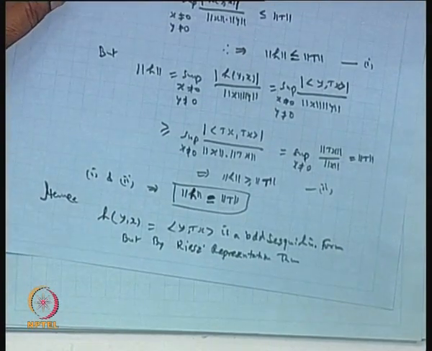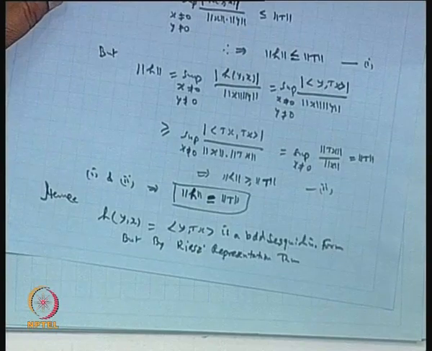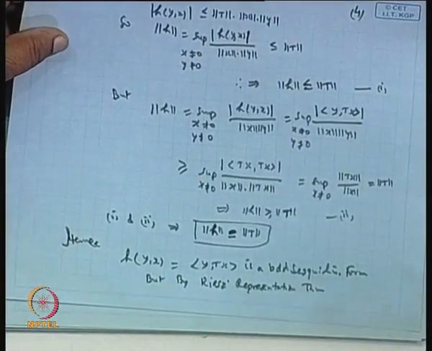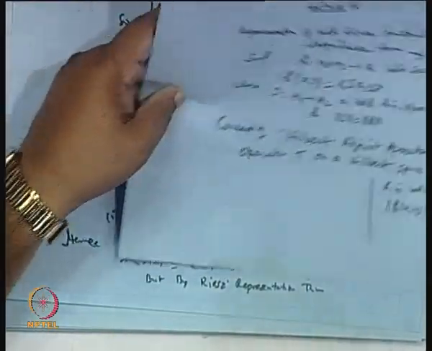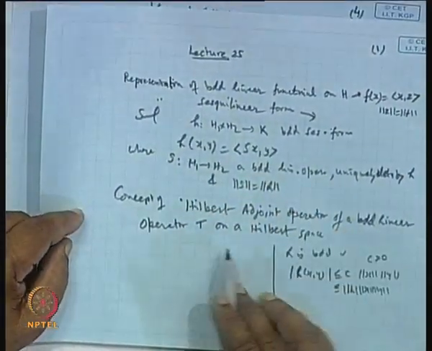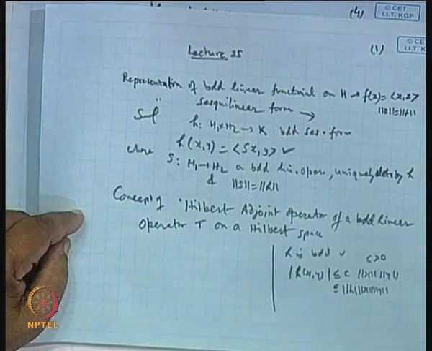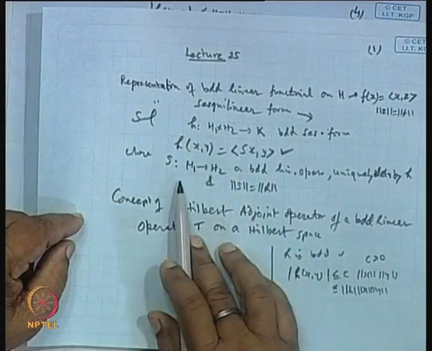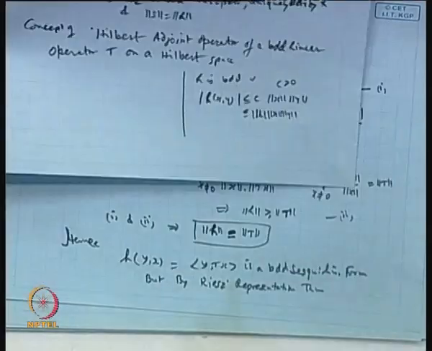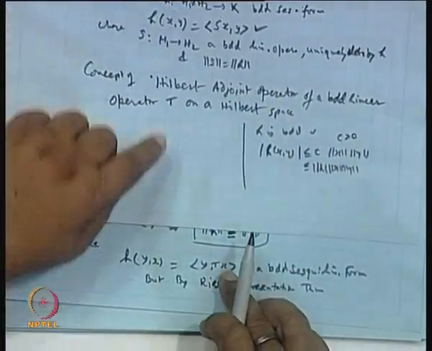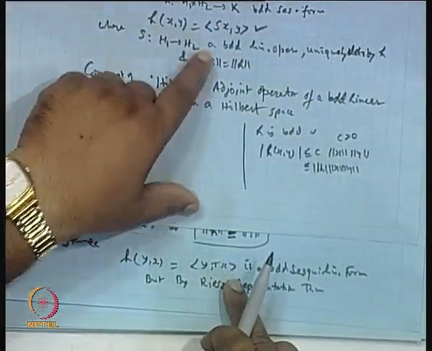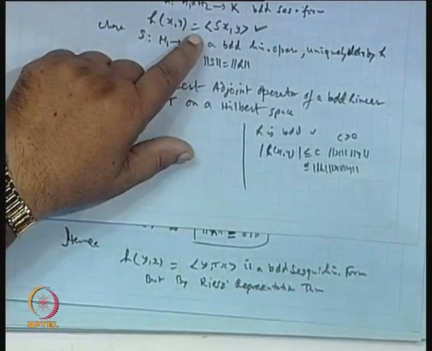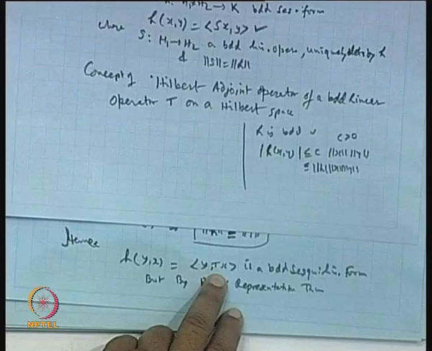This is of the form h of (x, y). Yes, this was the bounded sesquilinear form in this way. It means every bounded sesquilinear form will be represented in the form of an inner product, where S is an operator, S1 and S2. Let us compare these two. What is the comparison here? h(x, y) is the inner product of y with T x. Okay. So basically, you are writing that this y equal to T x is okay.